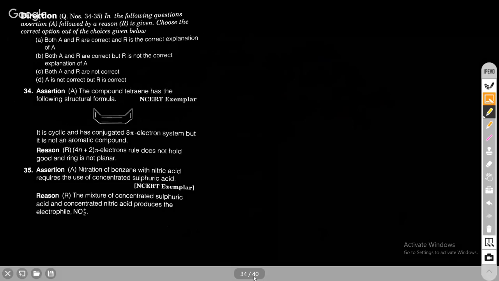34 A is right. Both assertion and reason are correct. And this octatetraene is a non-planar molecule. Having 8 pi electrons, it is not an aromatic compound. Okay, remember this one also. Non-planar octatetraene having 8 pi electrons and not an aromatic compound. So 34 A is correct. What about the 35th one?